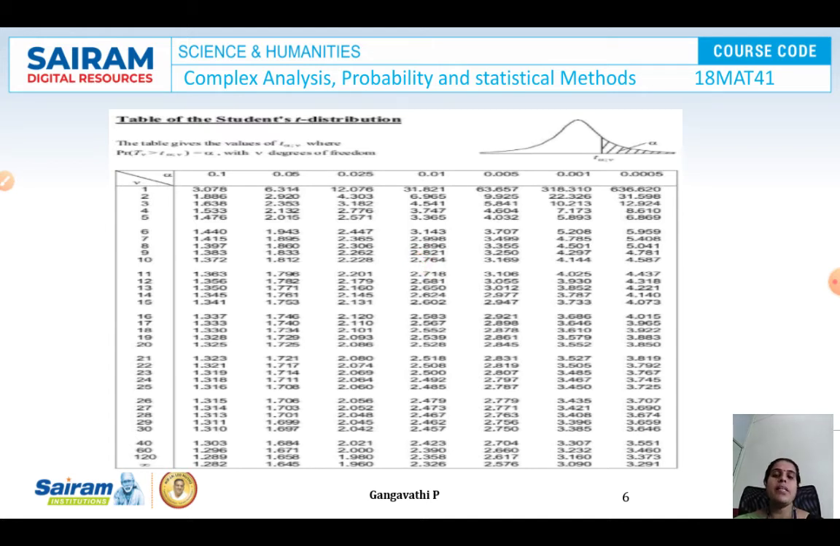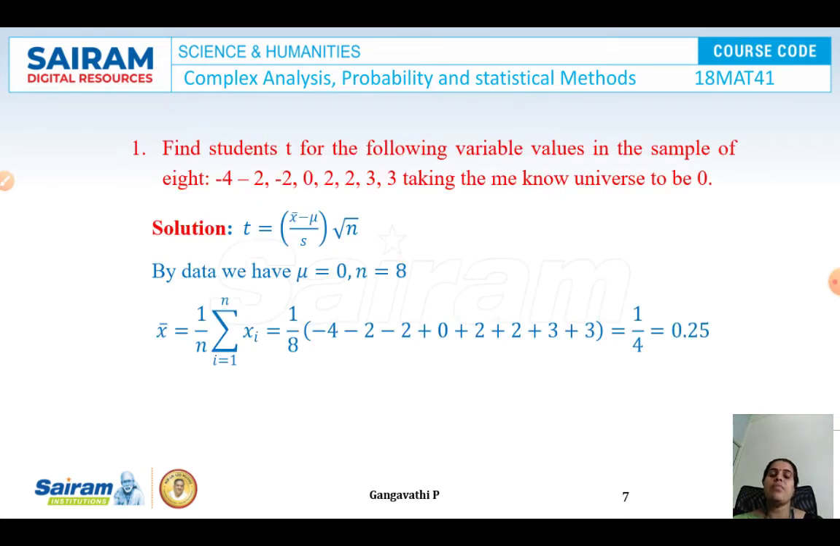In your syllabus, most of the time we are using 5% and 1%. Only in other cases do we use the other standard significance levels, but here it is only 5% and 1%. So this is how you have to use this table to find the t values from the distribution table. Now let us work out the problems.